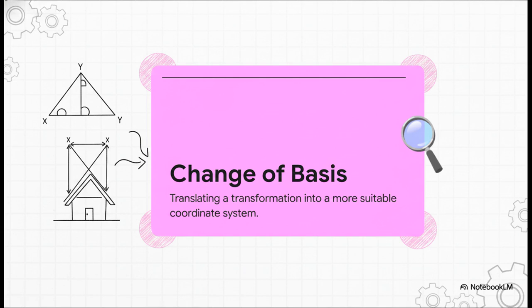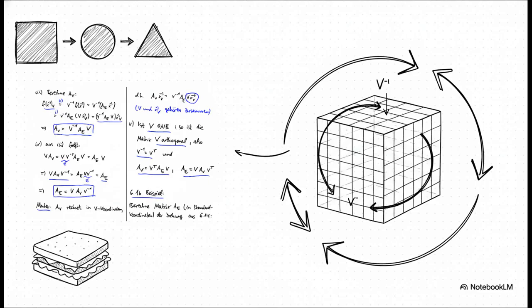It acts as your mathematical translator into a much more convenient system. And here is the formula you're going to see in almost every exam. A sub v equals v inverse times a sub e times v. I know it looks a bit wild, but it's basically just a classic sandwich multiplication.